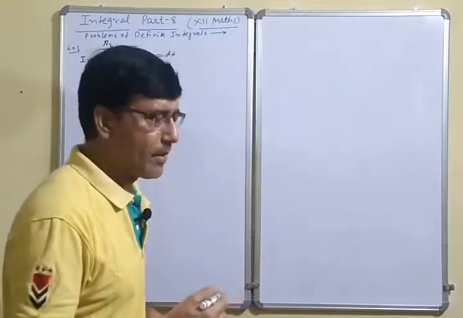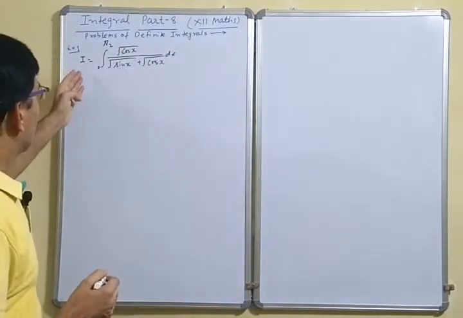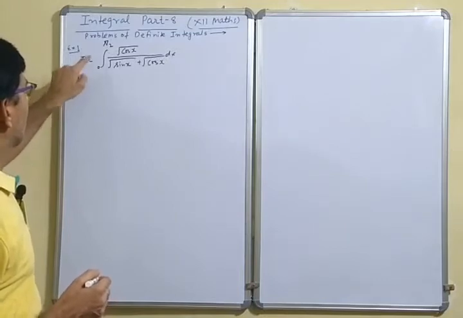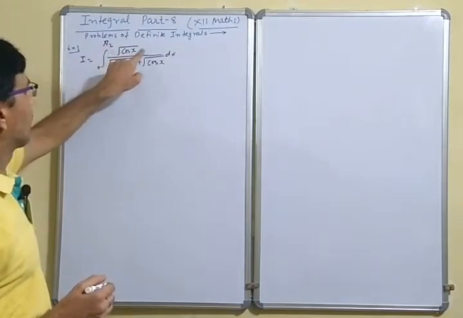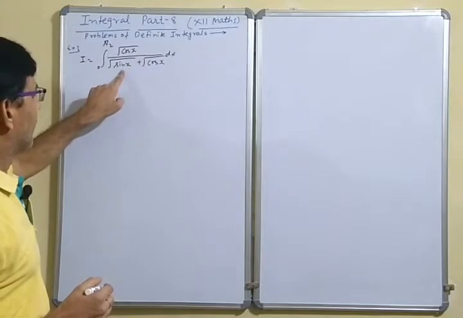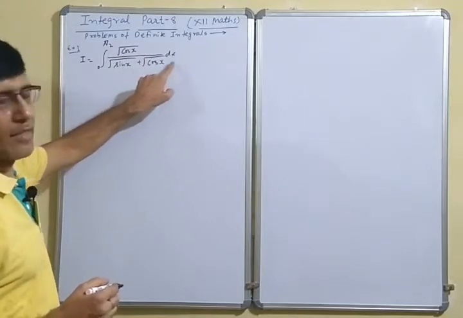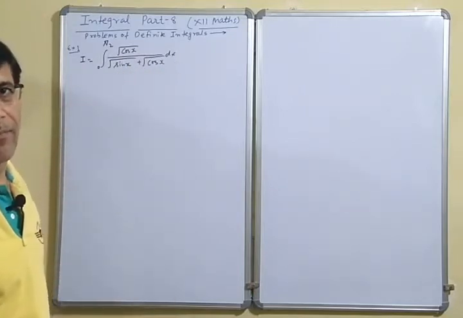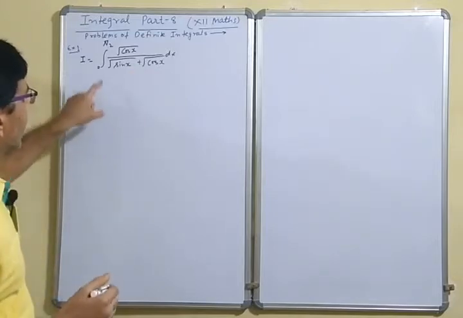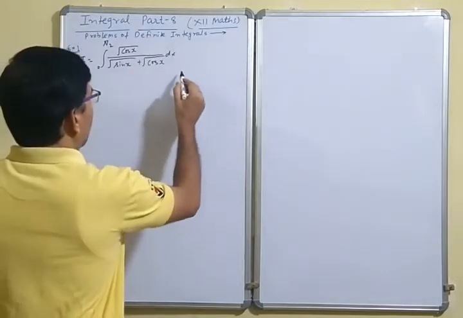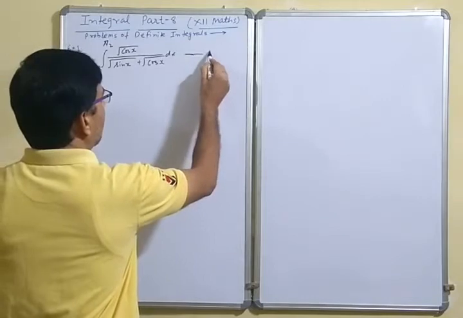Now let us see some examples. The first example is very simple. I is equal to integral from 0 to pi by 2 of root cos x upon root sin x plus root cos x dx. We have to evaluate it. Now here we will apply the property. Mark this as equation number 1.